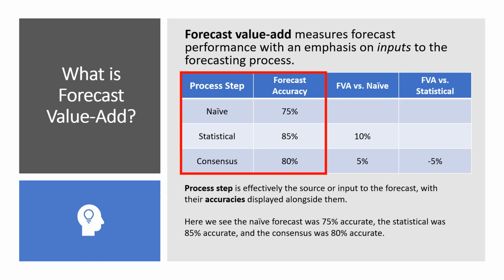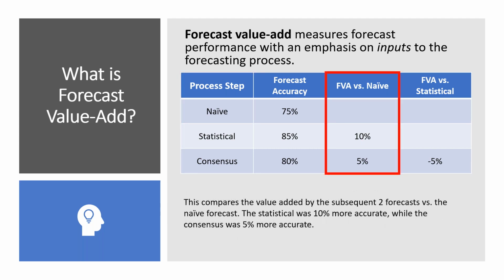But you can see here that we also have a statistical baseline, perhaps generated with a more sophisticated model, and a consensus row where our judgment is incorporated. Next to that, pretty self-explanatory, we have their accuracies. So we can see that the naive, statistical, and consensus judgmental forecasts have accuracies of 75, 85, and 80% respectively here. Now, when you move to the right, you get more into the core of what the value add is.